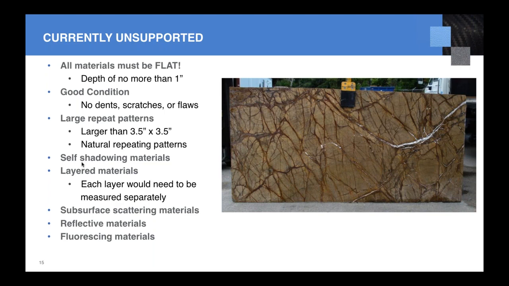So other things that we currently don't support are those large repeat patterns. So we showed you that the sample holder with the region of interest pretty much limits us to about 3.5, 3.75 inches. So in the picture to the right, you have that big slab of granite that has all those big veins in it. We can capture a vein or a piece of it. So if you just need it for a small swatch or imagery, it'd be fine. But if you want to actually render a sheet of granite right now, that wouldn't be something we're capable of measuring.